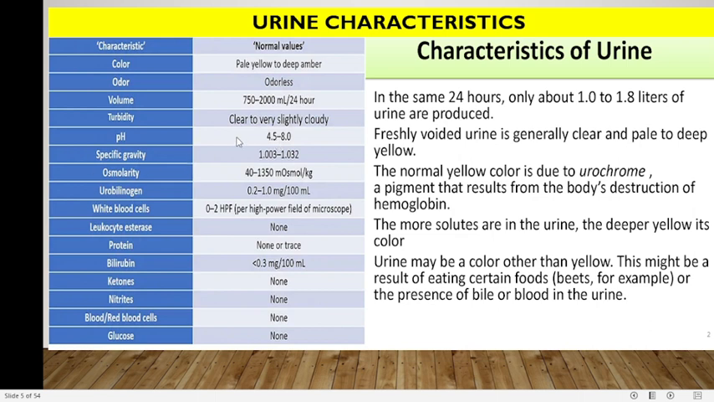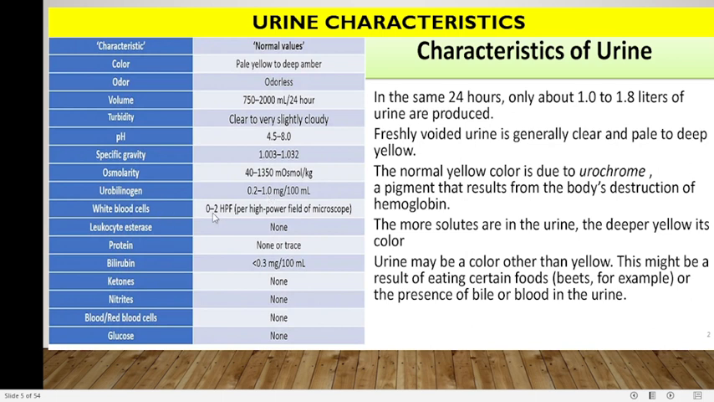Specific gravity ranges from 1.003 to 1.032. High specific gravity indicates there is dehydration and probably the need for rehydrating the patient. Osmolarity ranges from 40 to 1350. Urobilinogen will range from 0.2 to 1.0.